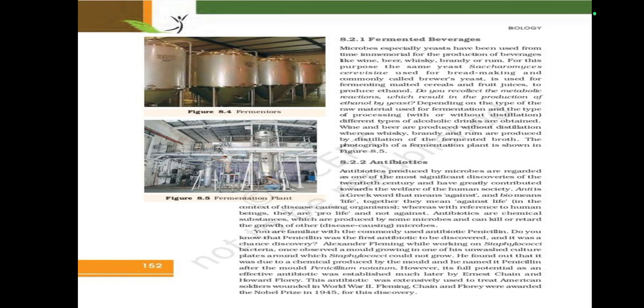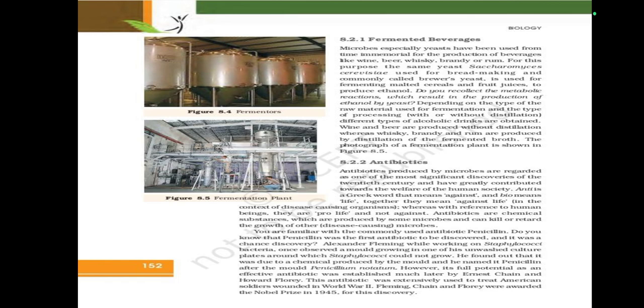Do you know that penicillin was the first antibiotic to be discovered and it was a chance discovery? Alexander Fleming, while working on Staphylococcus bacteria, once observed a mold growing on his unwashed culture plate. He found that the inhibition of bacterial growth was due to a chemical produced by the mold, and he named it penicillin.